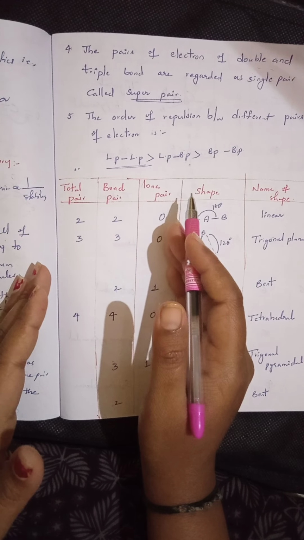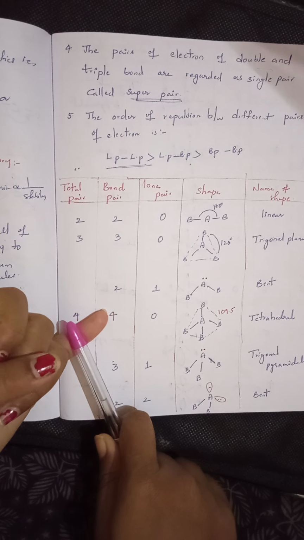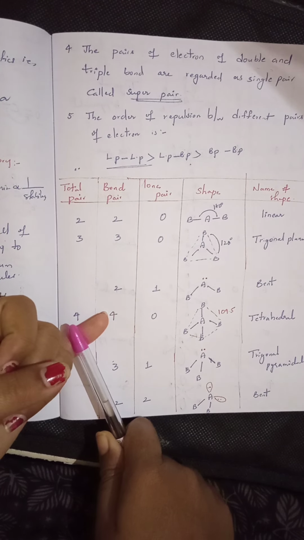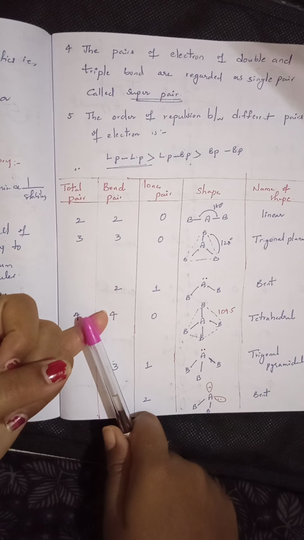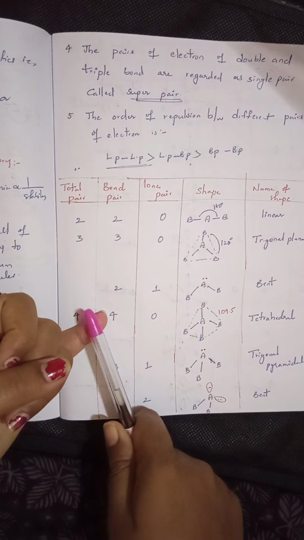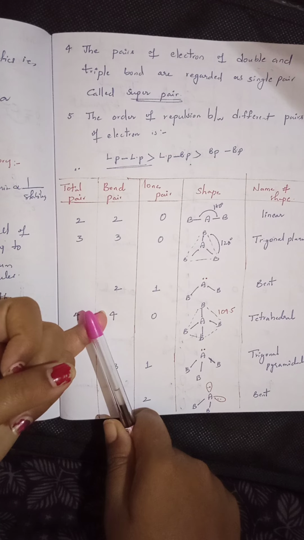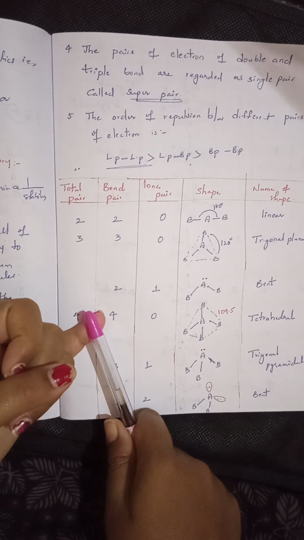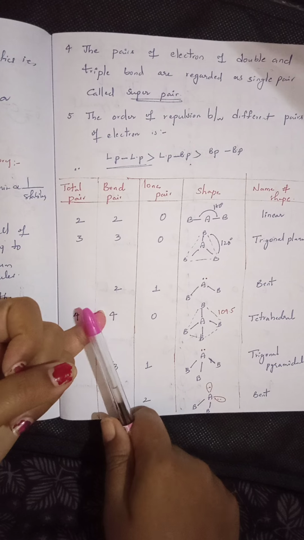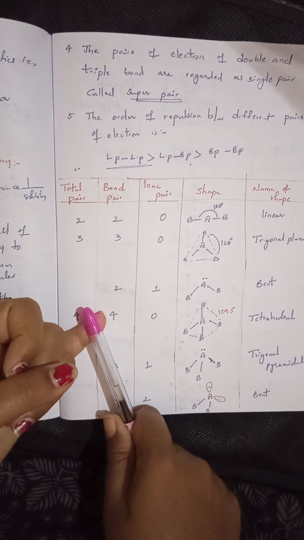This is about the main important postulates of valence shell electron pair repulsion theory. According to this theory, we can give the shape of a molecule whenever we know the number of lone pair and bond pair electrons present on the central atom. Based on the lone pair and bond pair electrons in the valence shell of the central atom, we can explain its shape.